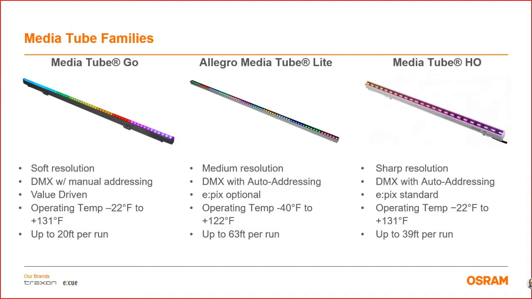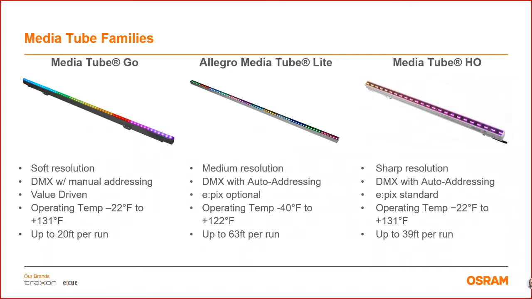Lite and HO also do have auto addressing, whereas MediaTube Go does not have that added feature, and the fixtures do need to be manually addressed with a separate addressing tool. So you get a little bit of installation efficiency with the potential longer 8-foot runs, but the addressing can be a factor of consideration.